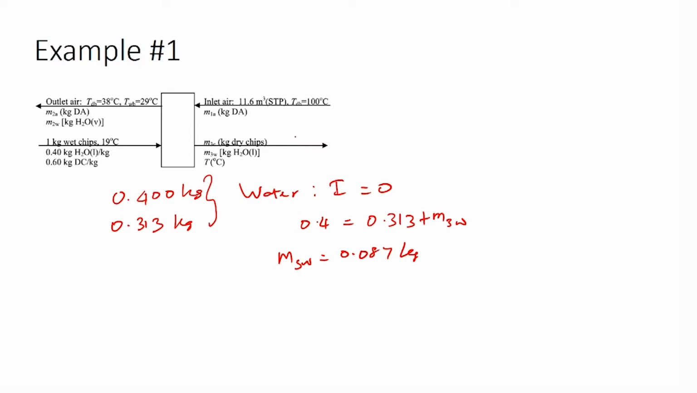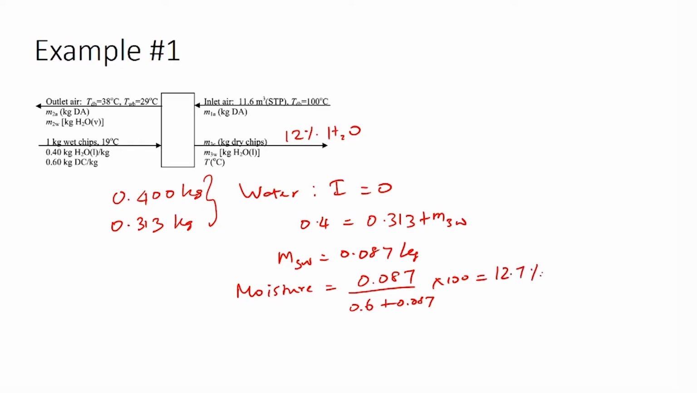We need to first identify whether this meets the required specification. We were told that the chips which are leaving should have less than 15% moisture. Let us see if that holds good. The moisture content would be 0.087 divided by 0.6 plus 0.087, times 100, and this value is equal to 12.7%.